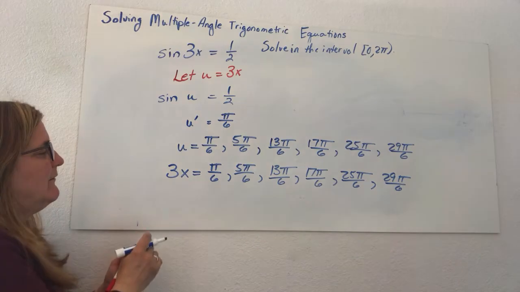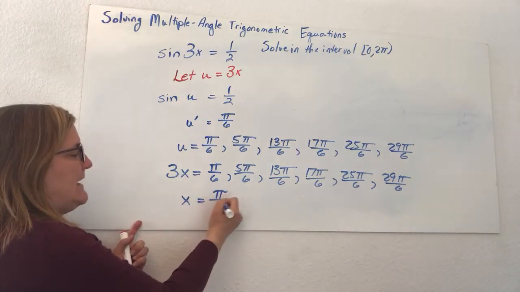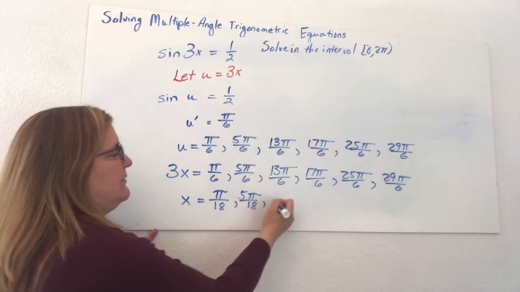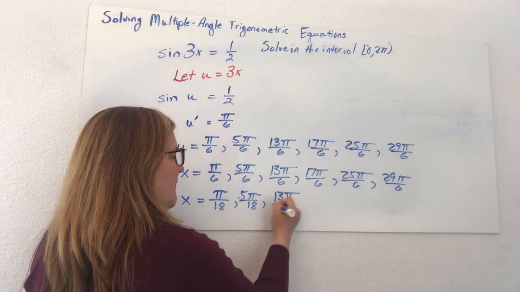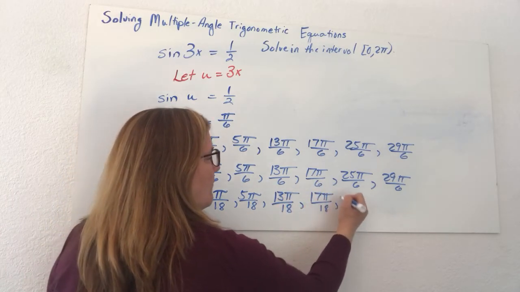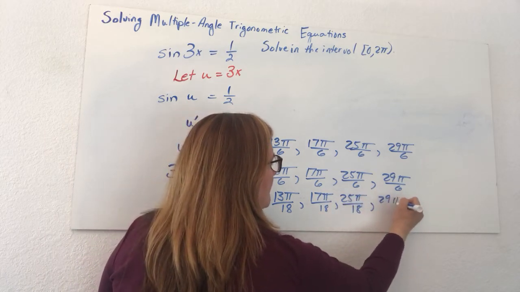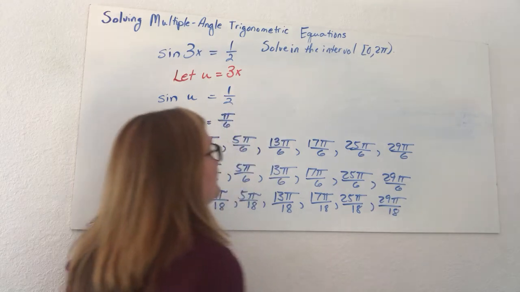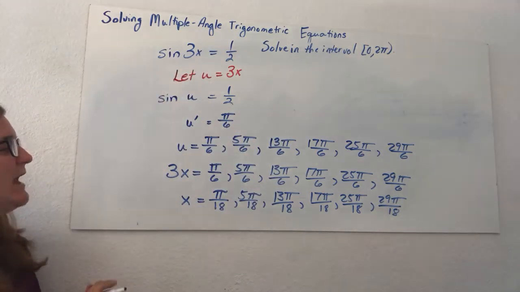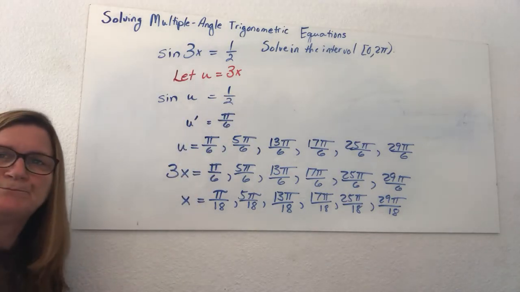And finally, if we divide by 3, we'll have x equals pi over 18, 5 pi over 18, and continue to divide by 3. And we have all of the solutions to sine of 3x equals 1/2 in the interval 0 to 2 pi.